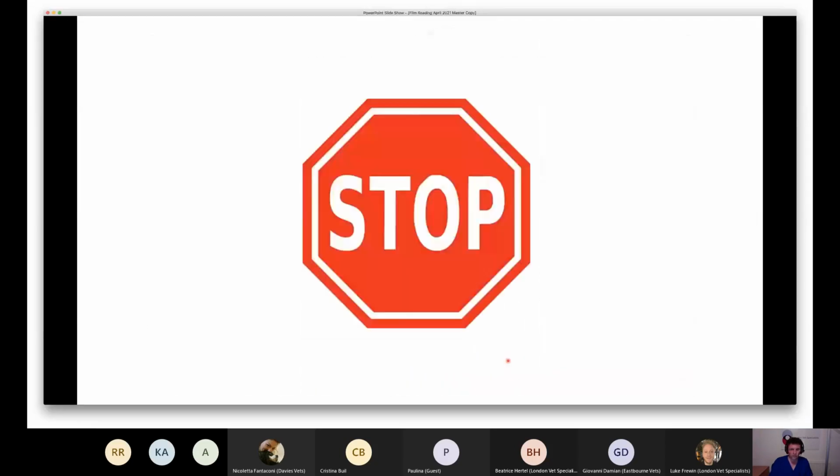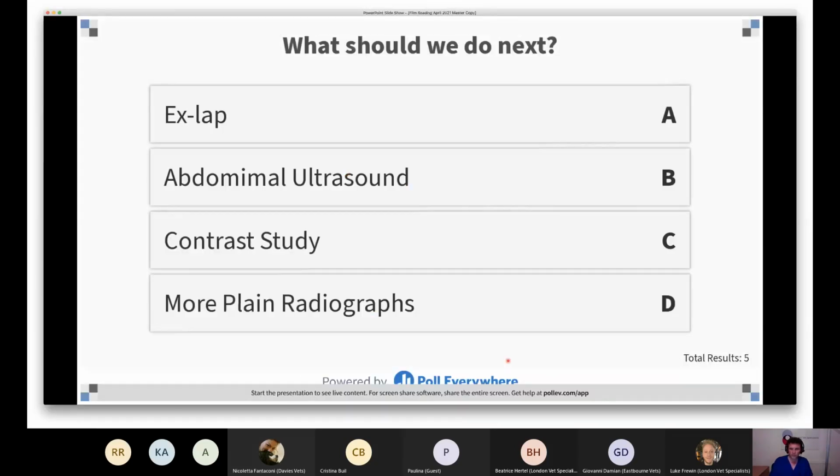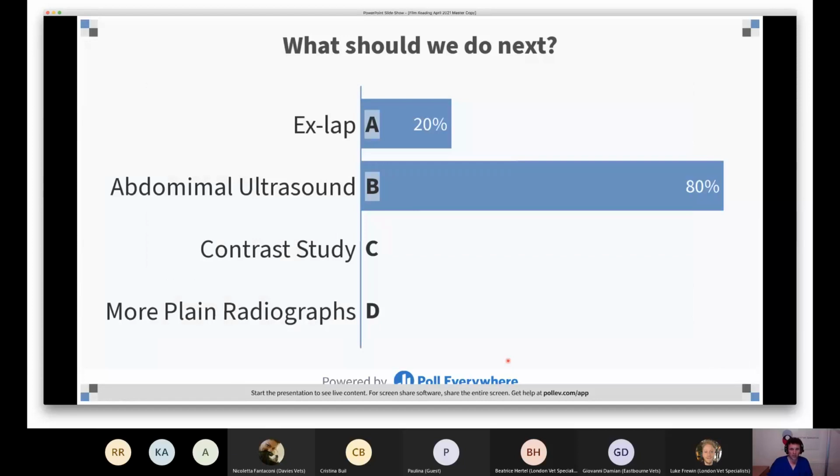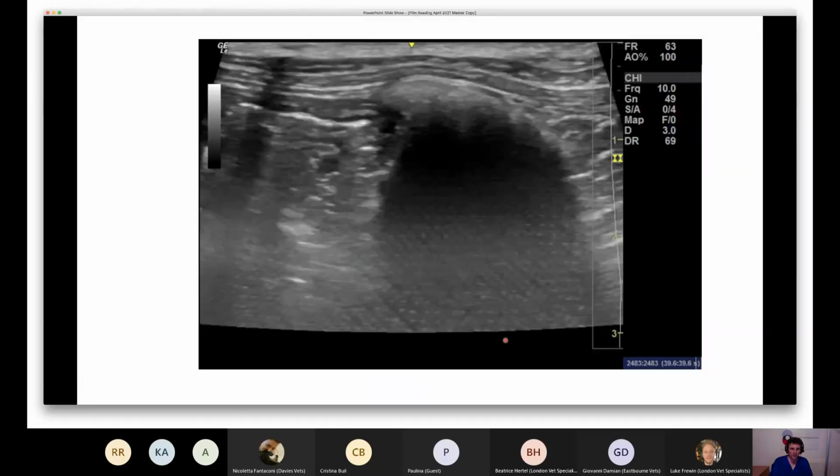Okay, so let's see. We've got somebody pretty convinced that they know what's going on, and they take this patient to theatre, and then the vast majority of you are saying, you know what, I think I'd probably like to stick the probe on this dog before deciding what else to do, and I don't think that's unreasonable. As a result of that, we've got some ultrasound images to take a look at.